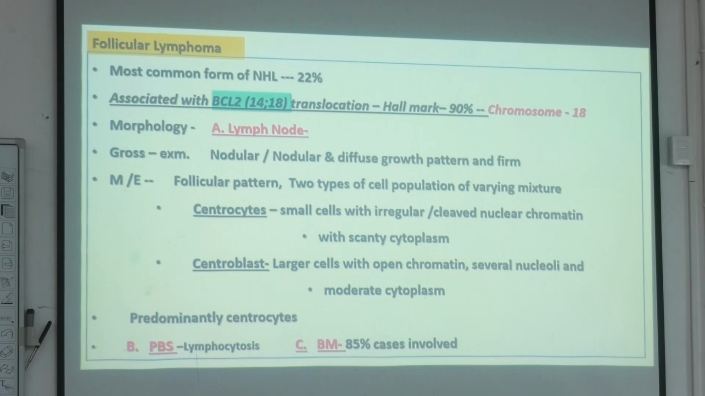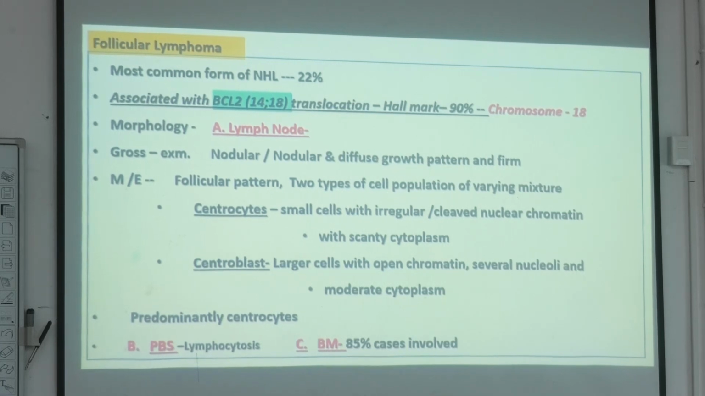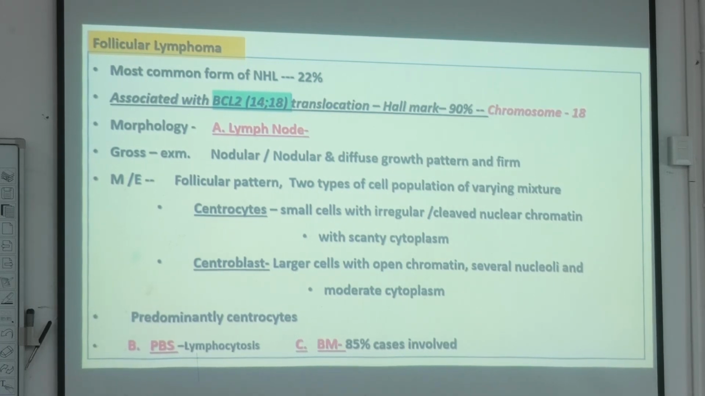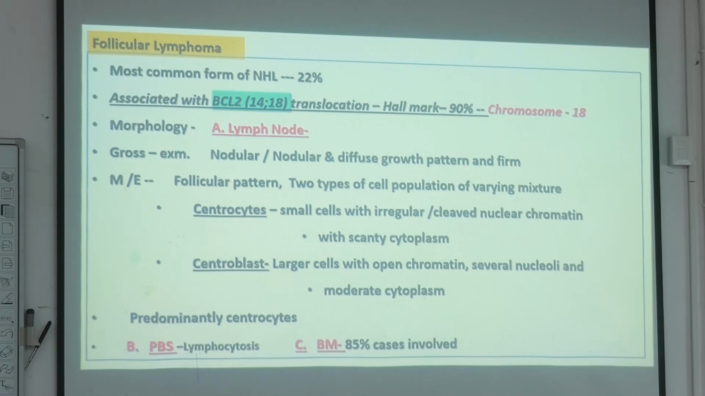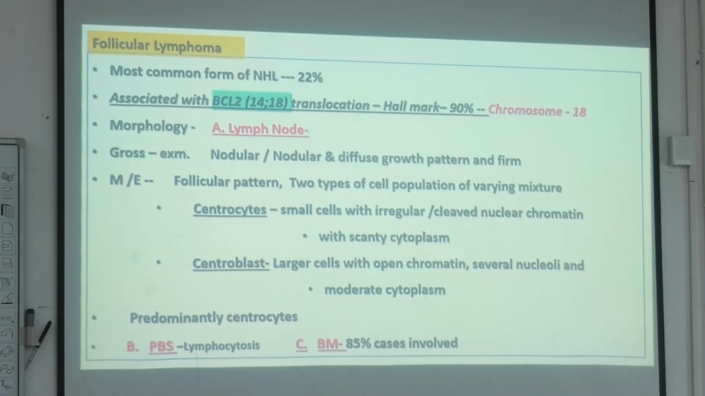Morphology: it occurs in the lymph node, usually in a nodular fashion. It may be nodular or diffuse, you can get both patterns. If you do a biopsy, you can see a mixture of cells, centrocytes and centroblasts, a mixture of these two elements in the follicular architecture of the lymph node. If we do the CD markers, you can get both types, centrocyte and centroblast cells are affected.